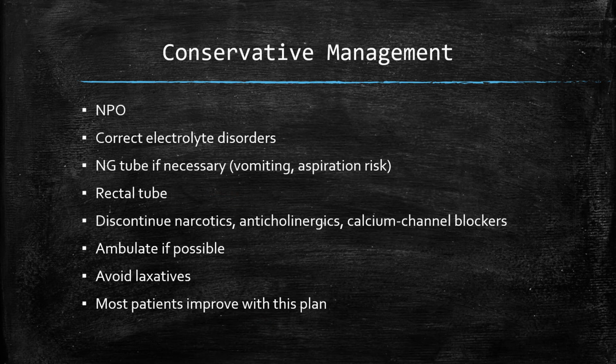Fortunately, most patients with pseudo-obstruction get better with simple basic maneuvers. Patients are generally very distended and quite uncomfortable, and they're often bedridden, so making them NPO and putting an NG tube in can be quite useful to reduce aspiration risk.